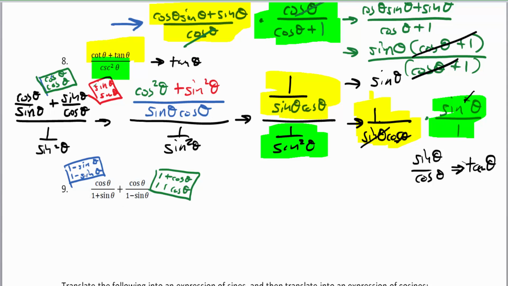All right, so we're now going to multiply these numerators by 1 minus sine of theta. So this numerator is now, if we distribute the cosine to it like so, cosine theta minus cosine theta sine of theta.